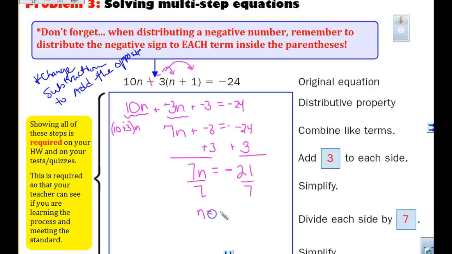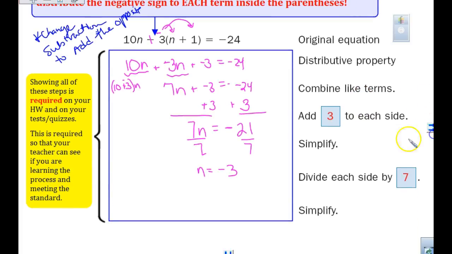This is required so that your teacher can see if you're learning the process and meeting the standards. And our standards are not just that can you solve this, but can you justify your steps. And so this is what I would be looking at. So let's do a check. What am I writing down for the check? Tell me, Brayden. I'm going to start with what?